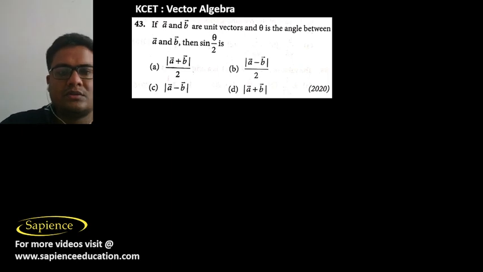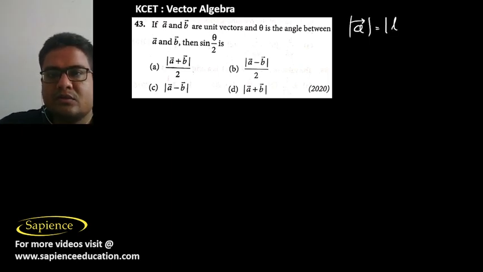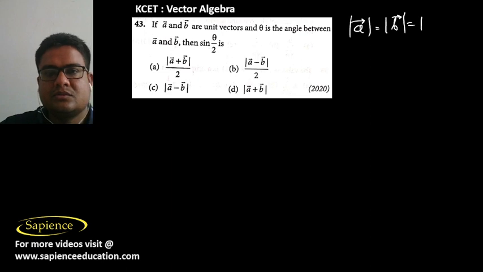In question number 43, it is told A and B are unit vectors. It means magnitude of A equal to magnitude of B, that is equal to 1. Theta is the angle in between A and B. Sin theta is how much?